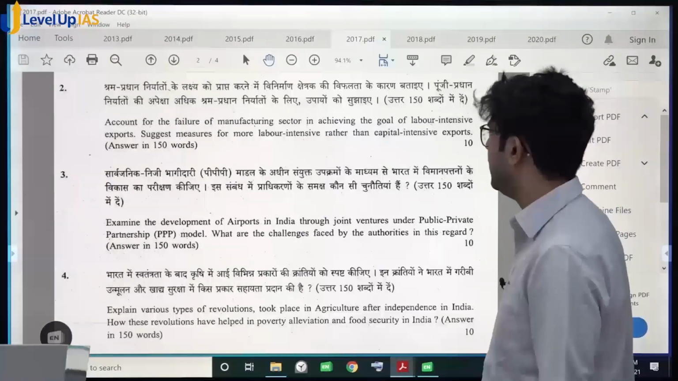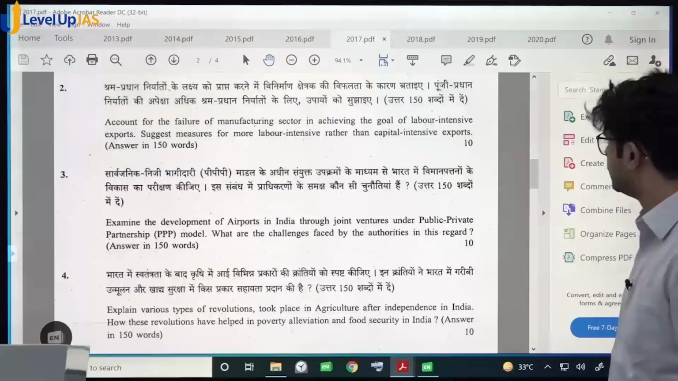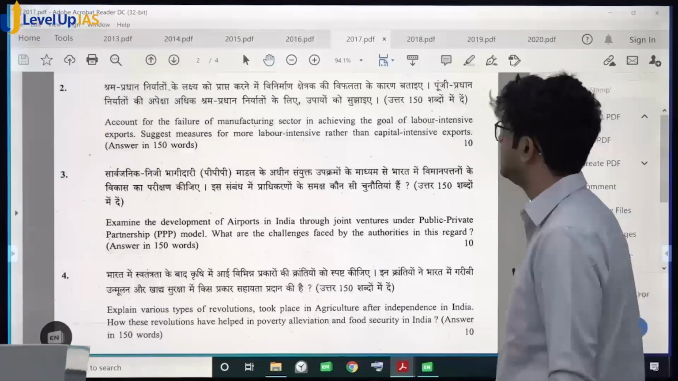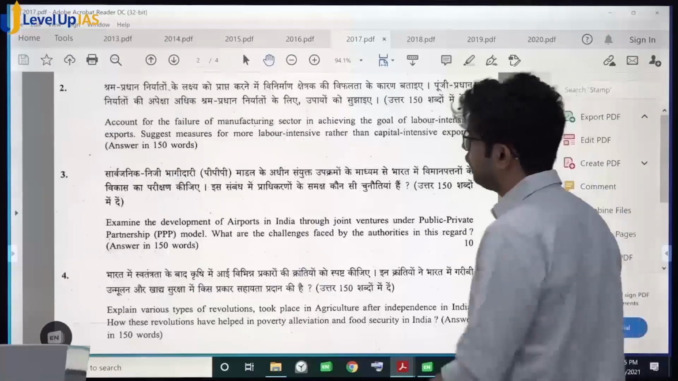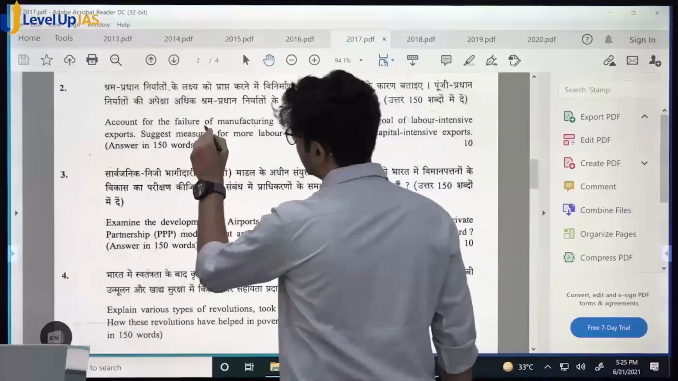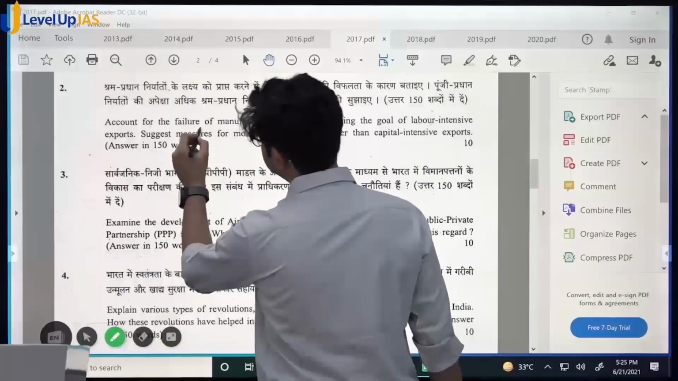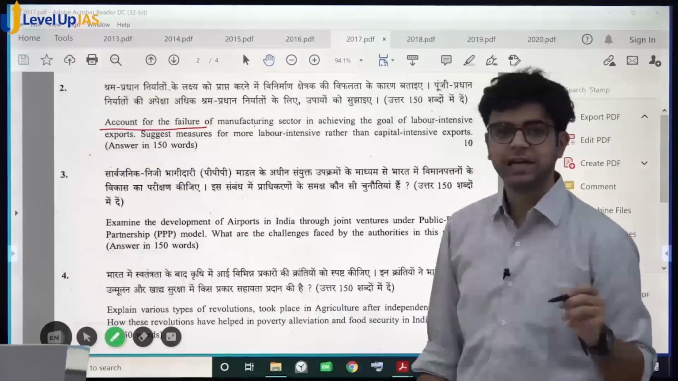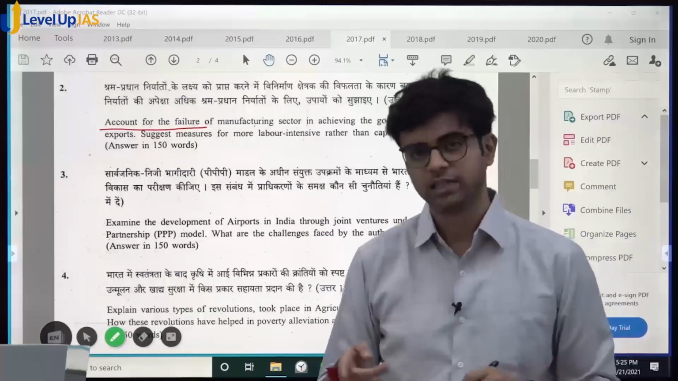Account for the failure of manufacturing sector in achieving the goal of labor intensive exports. Suggest measures for more labor intensive rather than capital intensive exports. So what is the meaning of account for the failure? Give reasons, give an account of why this happened. They are not asking whether the manufacturing sector has failed in this aspect or not. They are asking why it has failed.